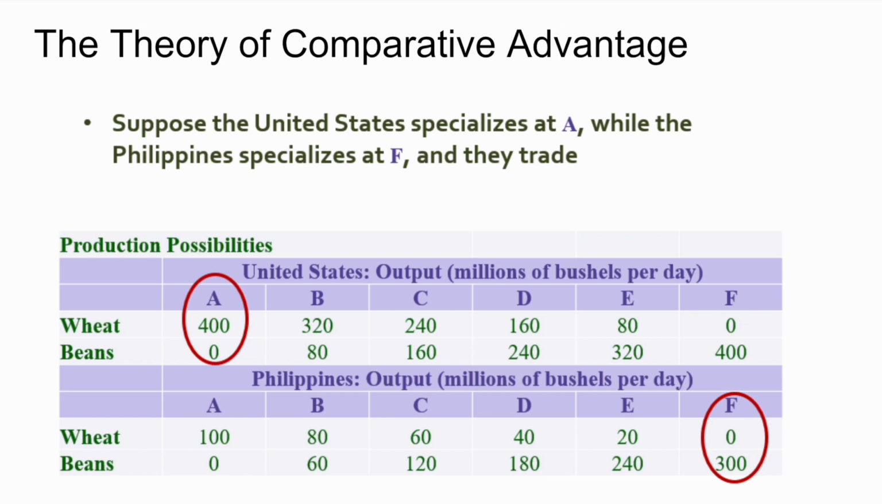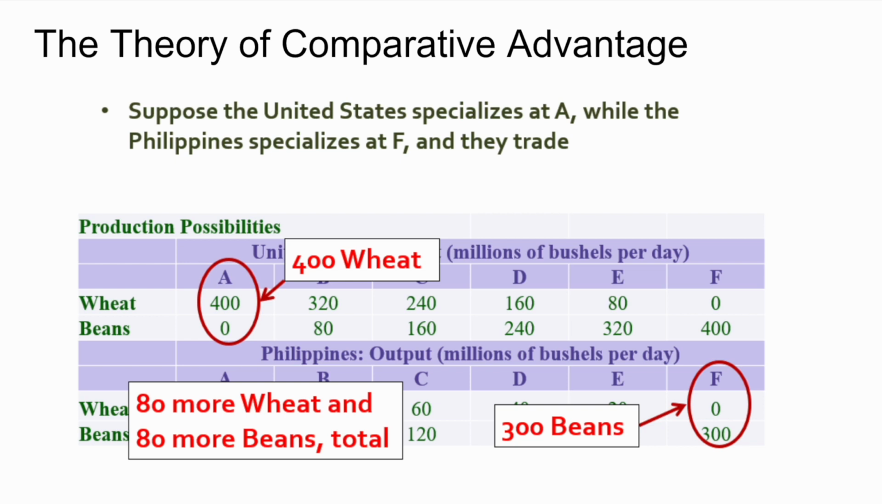Now, suppose the United States specializes in A while the Philippines specializes in F, and they trade. So in this case, what the United States is doing is focusing totally on wheat. So it's producing 400 wheat and no beans. And let's assume that the Philippines is producing totally beans because it's producing no wheat and 300 beans. In this case, if we look at the total amount of product being produced, 400 wheat for the United States, 300 beans for the Philippines, that's 80 more wheat and 80 more beans in total. So there's a lot more being produced.